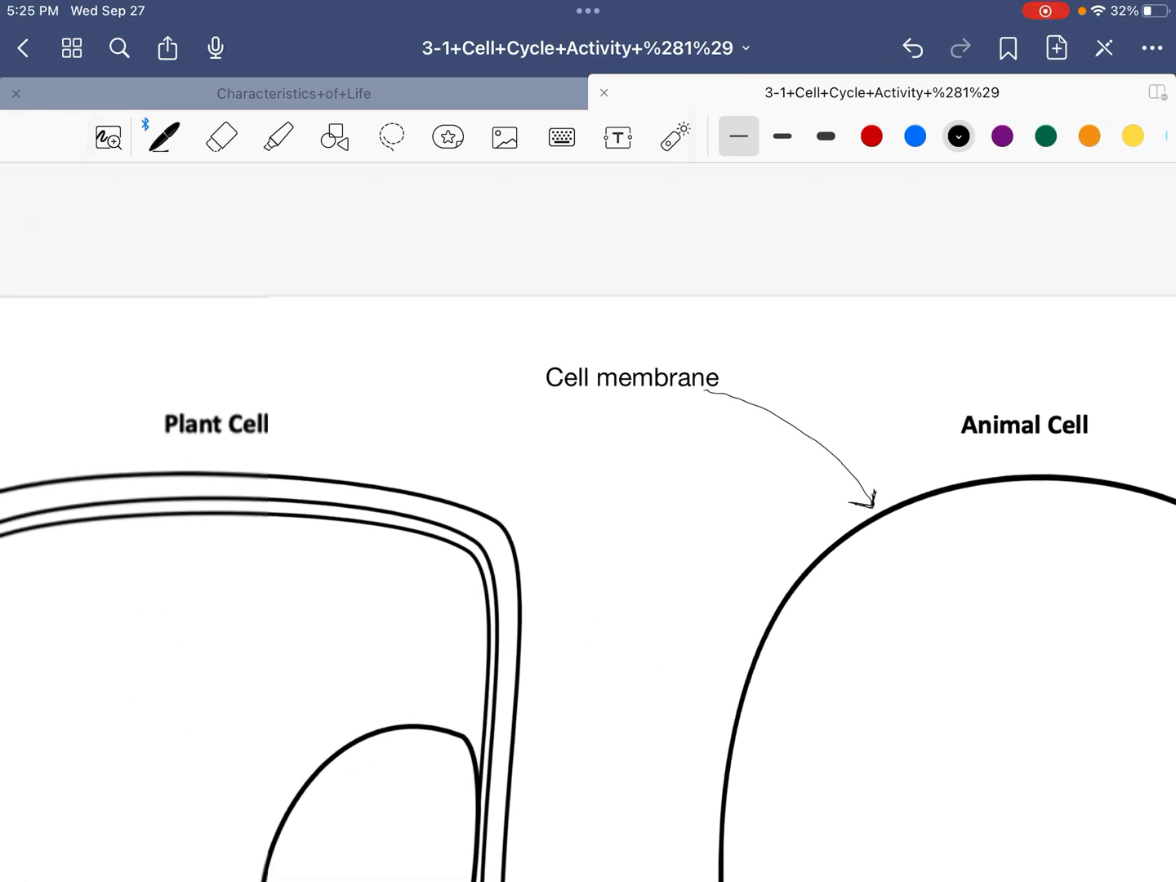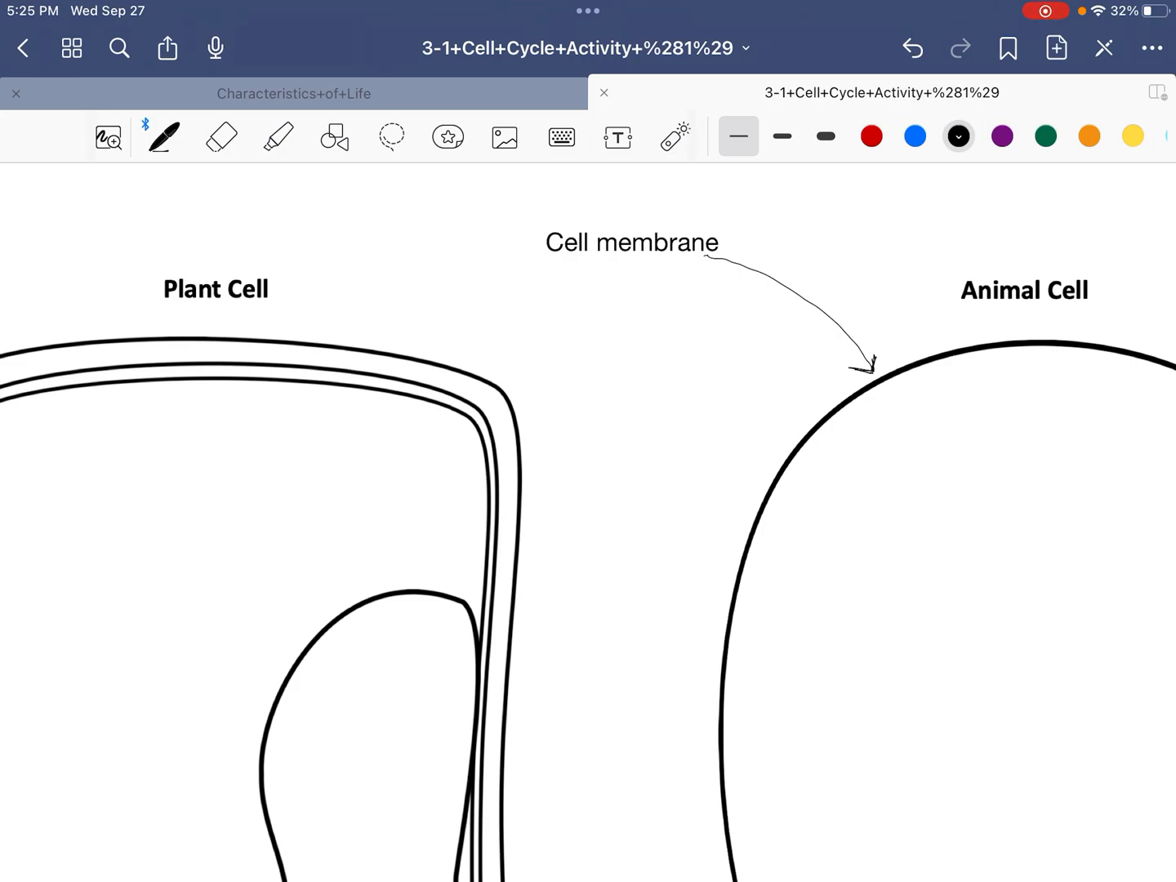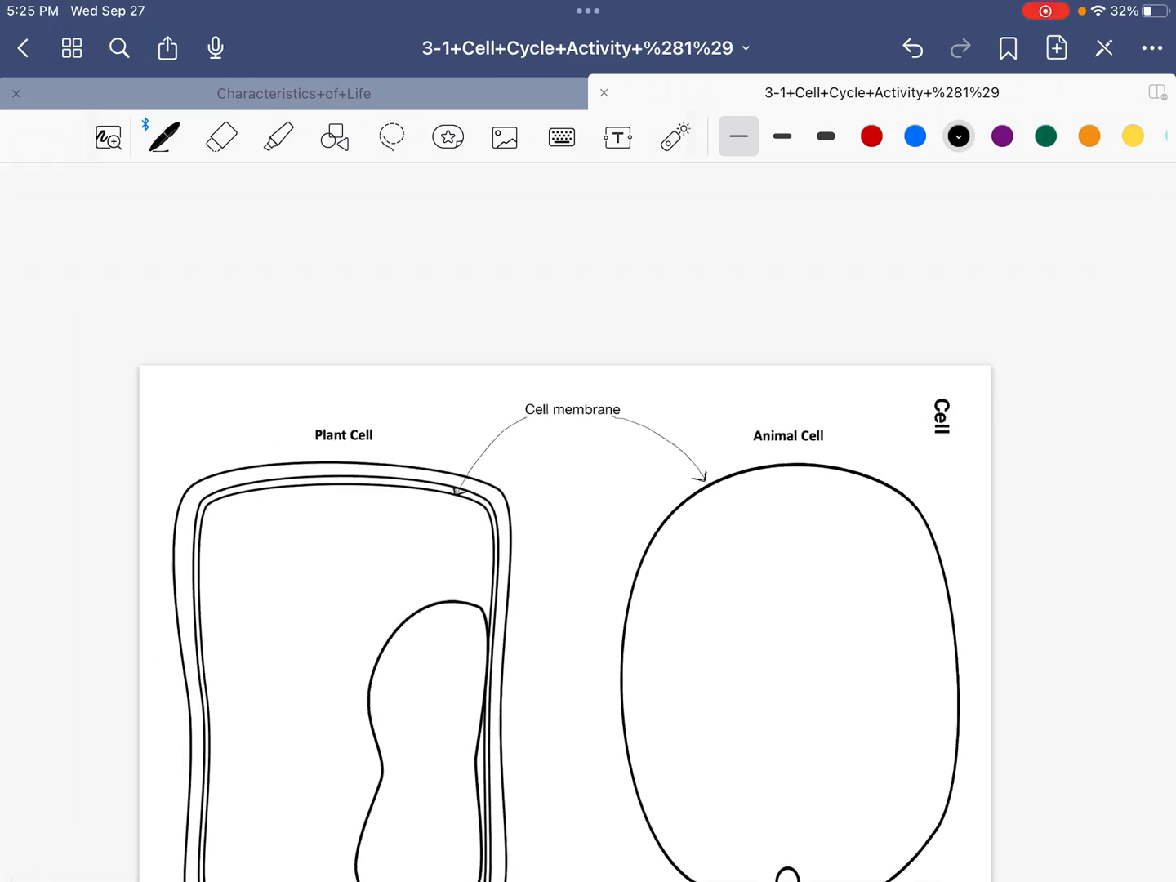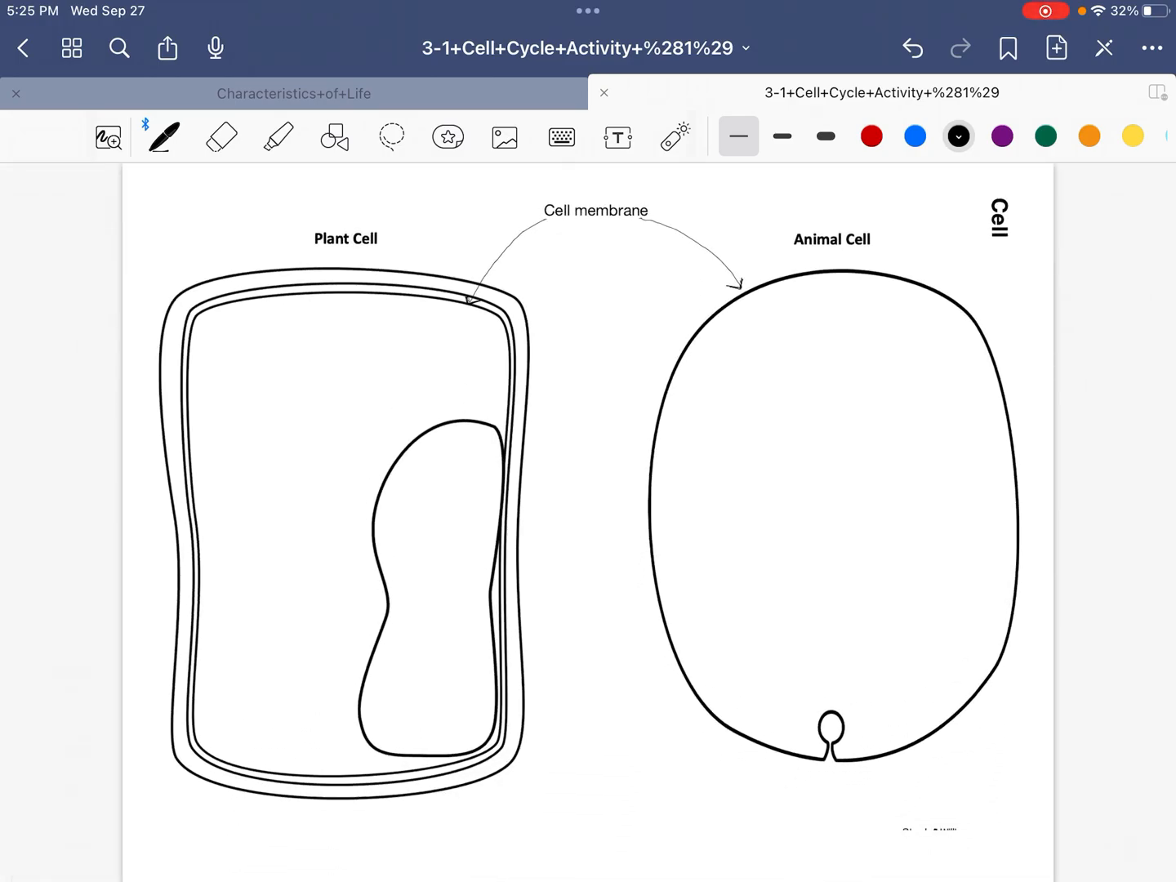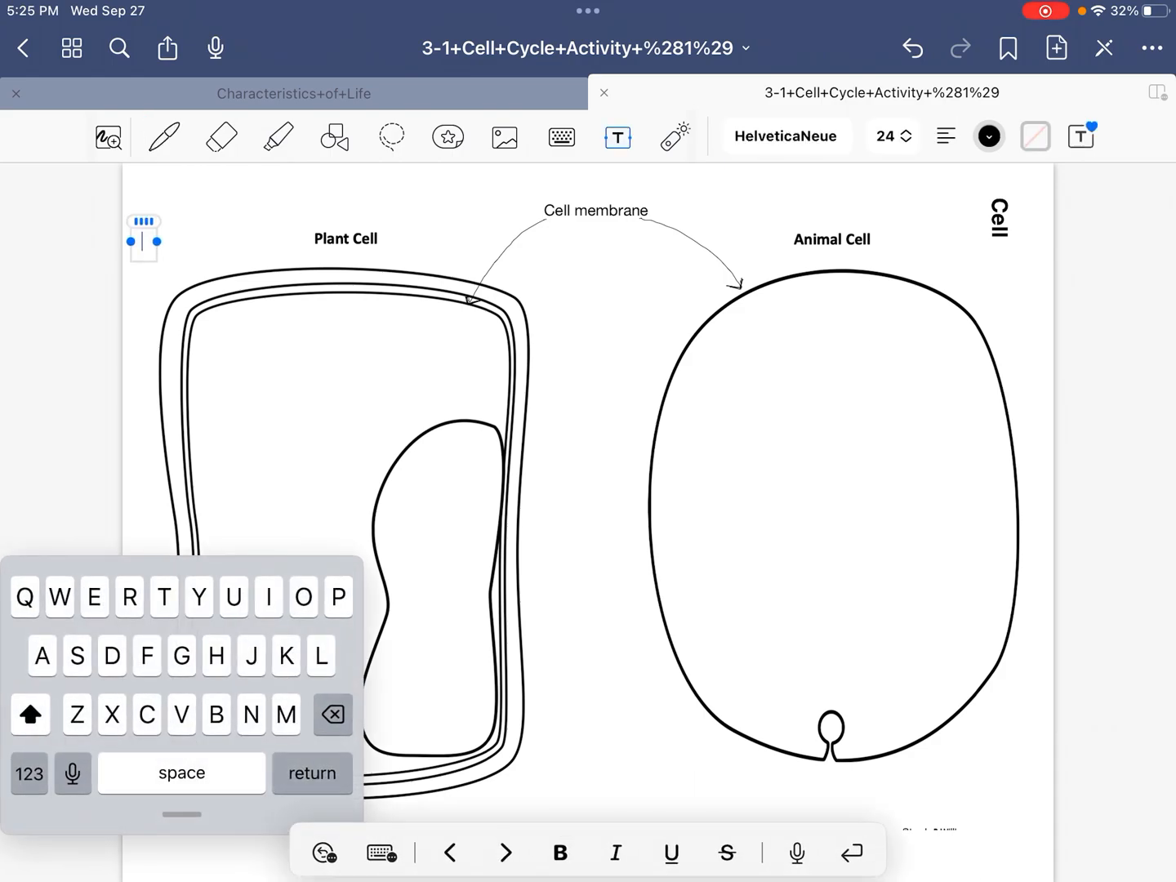It's the gatekeeper. Now, plant cells have two layers. So we've got a plant wall on the very outside. So the cell membrane is actually this layer right here. Okay? All right, well, I already pulled the cat out of the bag. The surprise is here. Plant cells have cell walls in addition to cell membranes.